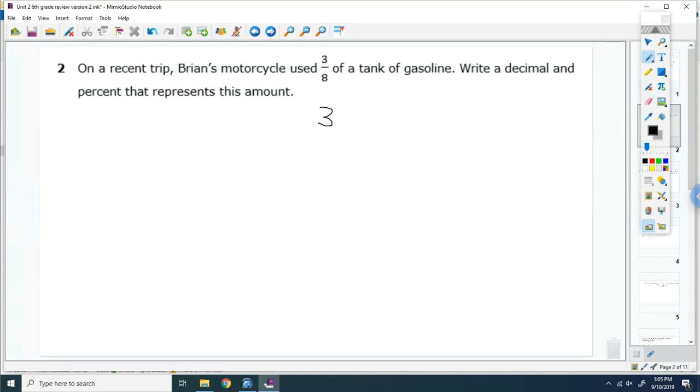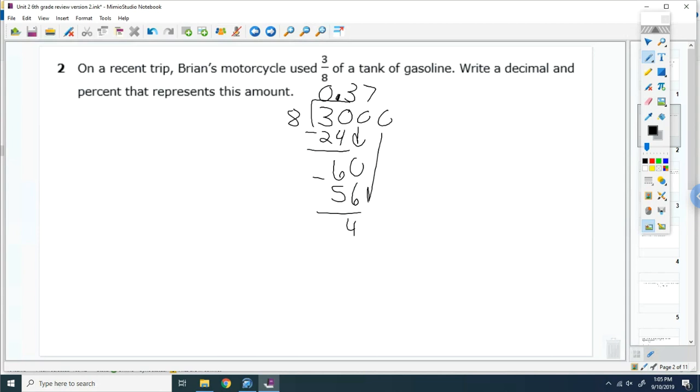So 3 goes in the house and 8 goes on the outside. 8 can't go into 3, so it'd be 0. I notice 8 going into 30. So 8 goes into 30 3 times. So it'd be 24, 6 left over. 8 goes into 60 7 times. 56, 4 left over. Bring down another 0. 8 goes into 40 5 times. So my decimal would be 0.375.